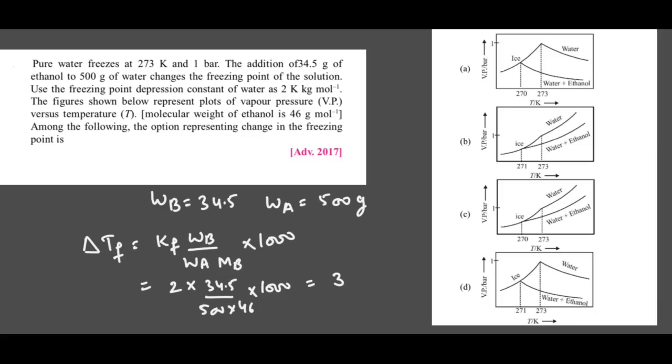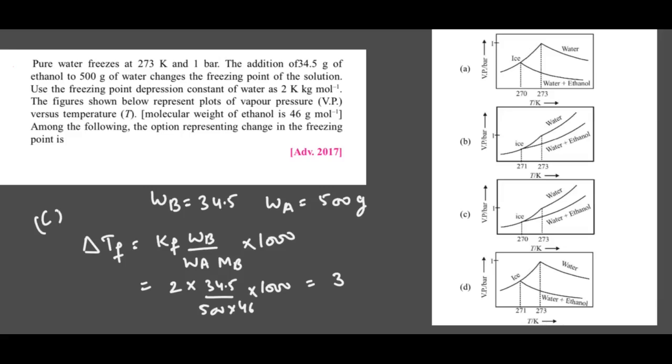Okay, that means the correct option has to be from A or from C. Now, out of A and C, your correct answer should be C. Why C? Because in the A graph, you can see that when you are decreasing the temperature, the vapor pressure is increasing, which cannot be possible.